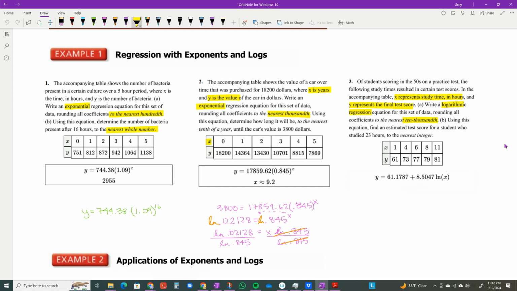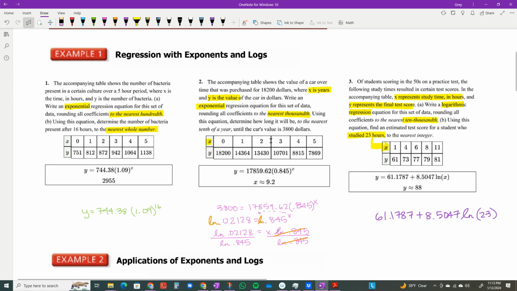Using this equation, find the estimated test score for a student who studied 23 hours. X represents hours, so that means I get to plug 23 in for x. So when I do, that's going to look like 61.1787 plus 8.5047. Nope, not yet. ln of 23. So when you plug that in, you're going to get 87.845. Rounded to the nearest integer would be 88. So the test score is 88.